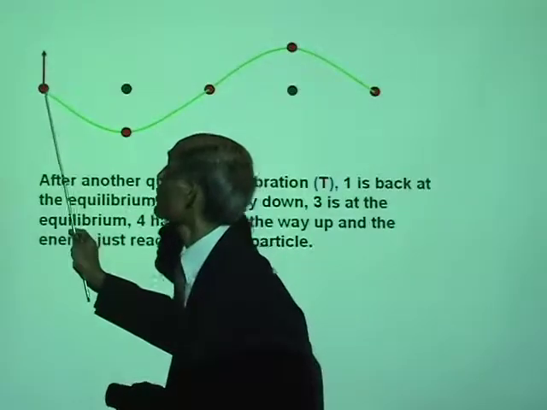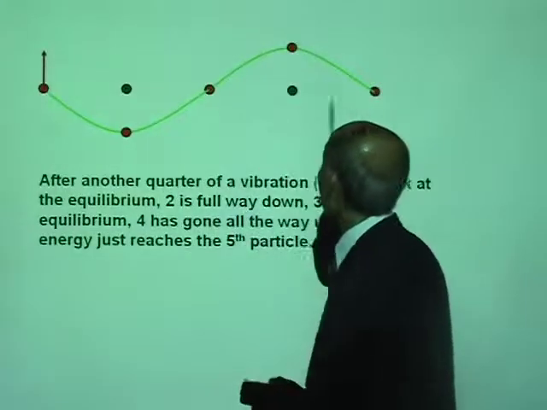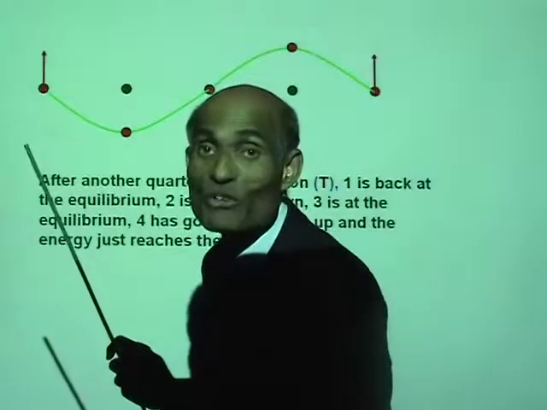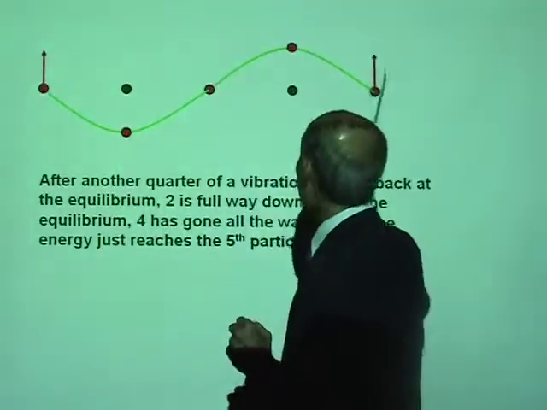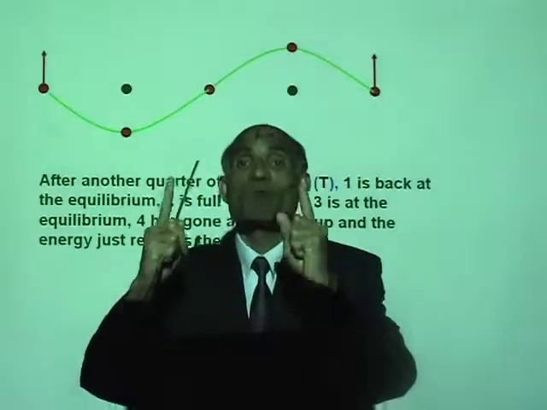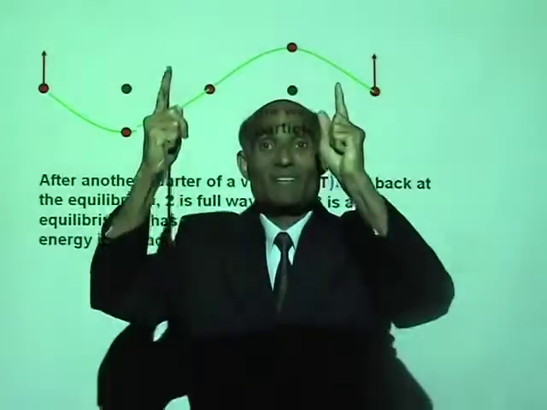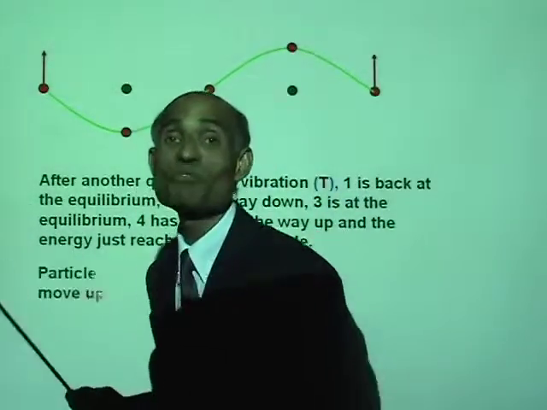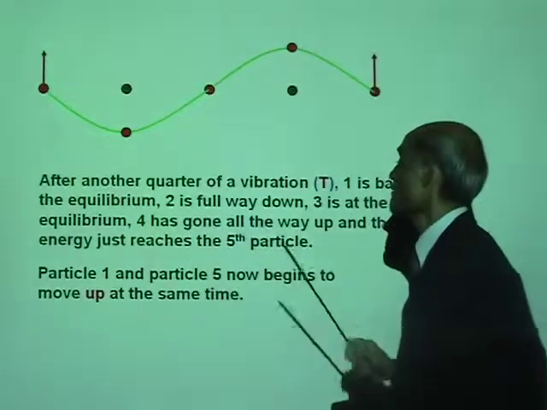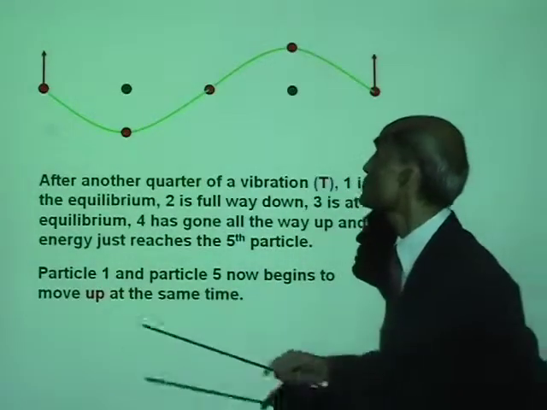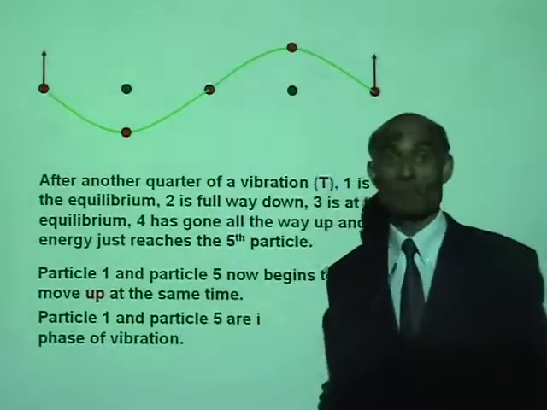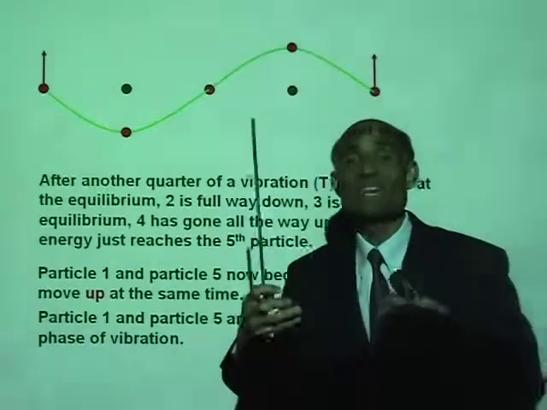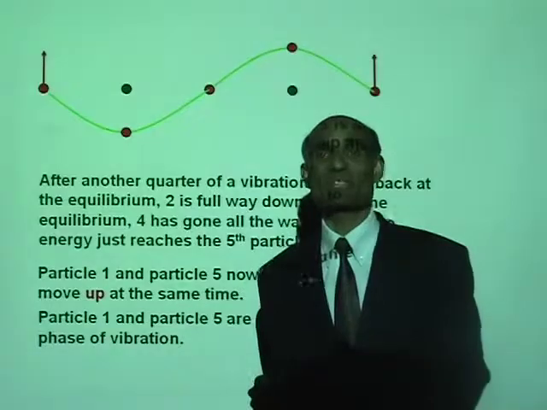So now this particle is beginning to go up, and the 5th particle is also beginning to go up. That means the first particle and the 5th particle are now going to be in phase. Is that right? Yes, the first and the 5th are going to be now in phase. So particle 1 and particle 5 now begin to move up at the same time. And therefore we say these two are now going to be in the same phase of vibration.